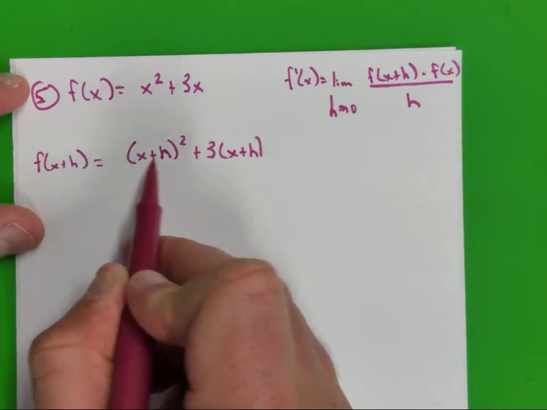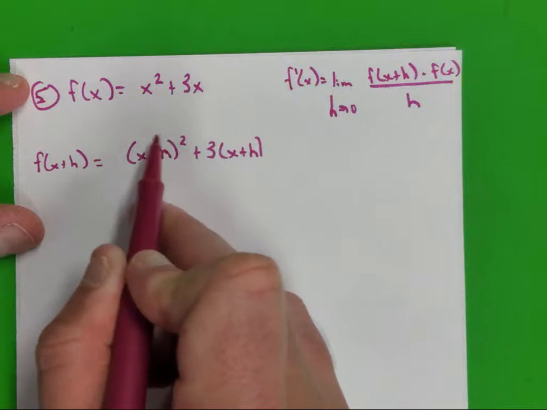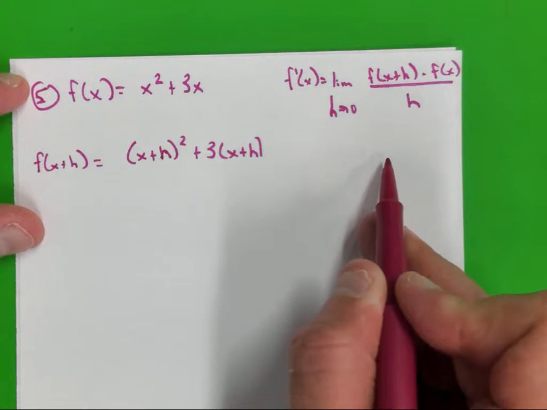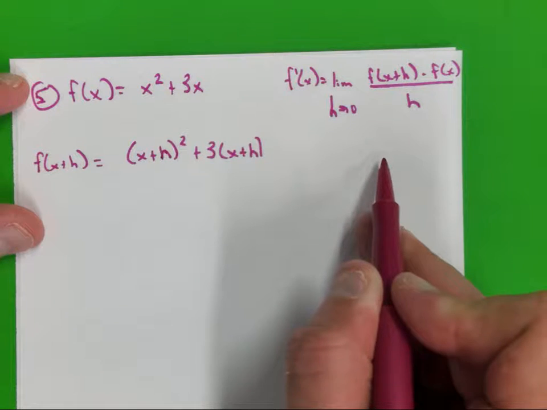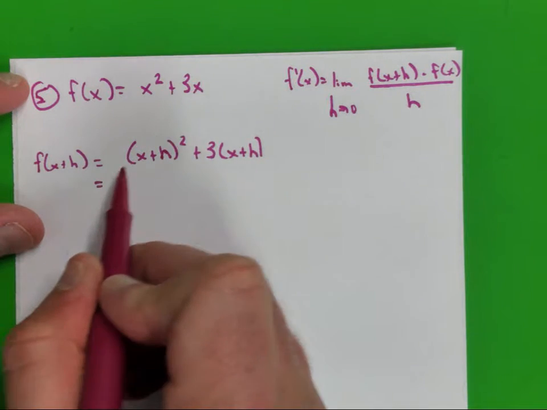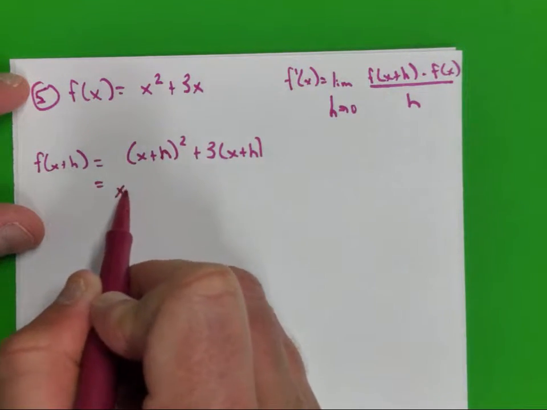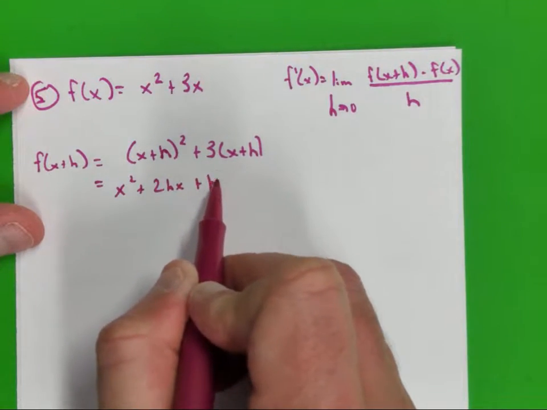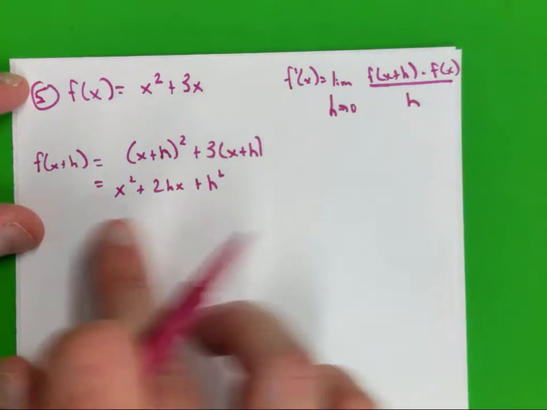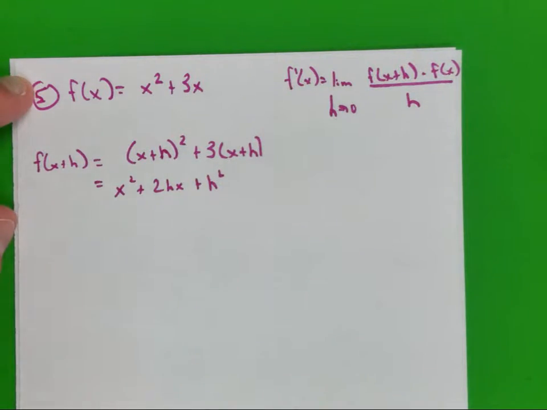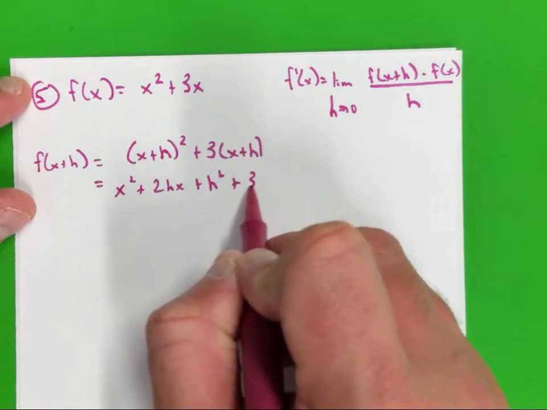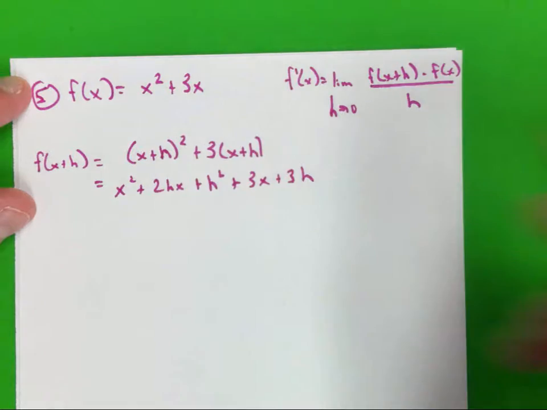I'm going to end up foiling that, aren't I? By this point in your math career, you should be able to foil that in your head. But if you can't, you need to come over here. I'm going to foil it in my head. X plus h squared is x squared plus 2hx plus h squared. You should be able to do this now. Plus, I'm going to distribute that, 3x plus 3h.